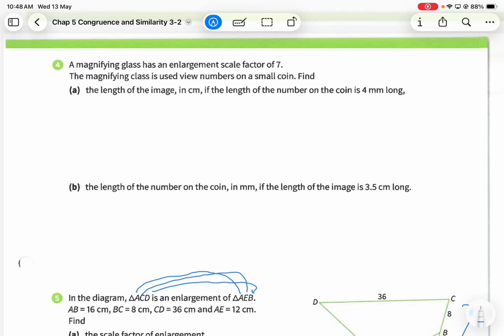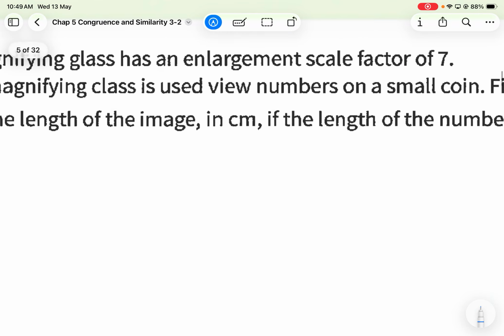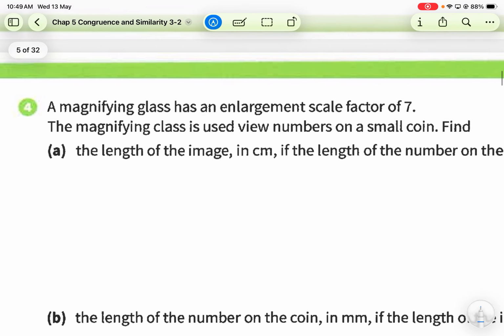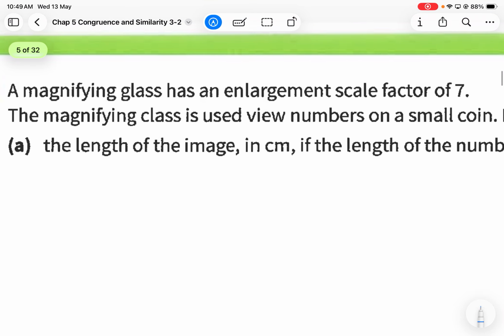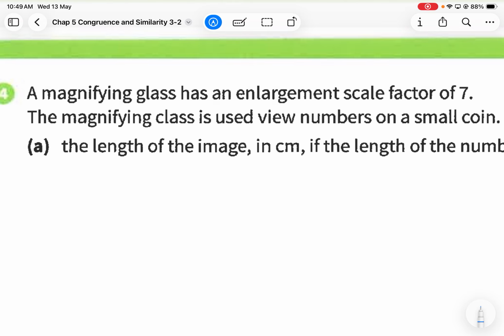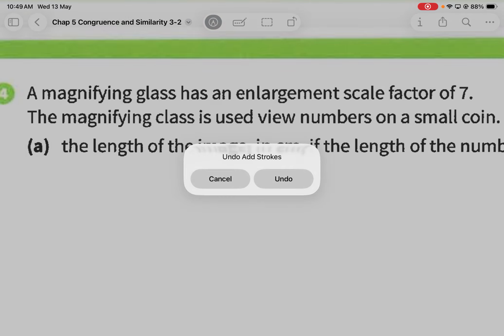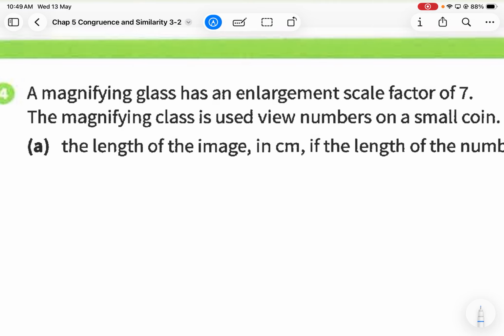The magnifying glass. Spelling error, lor. Ding, ding, ding. Similar. It's just enlarged, so it's similar. Yes.